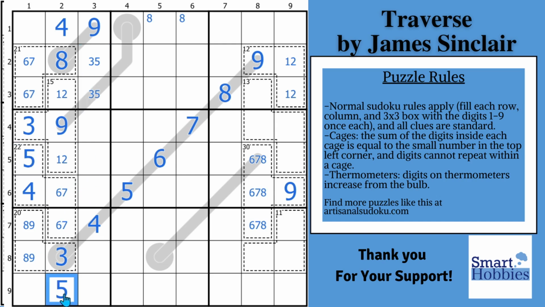It means the 5 can only be here in block 7. You got a 1, 2 left, so this is going to be a 1, 2, and you'll notice all these other cells are filled out, so you can actually put a 1, 2 right there in block 7.